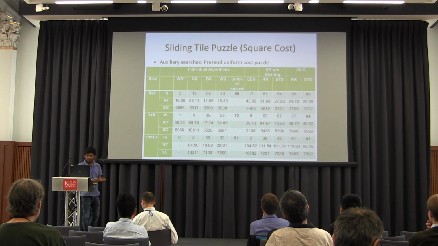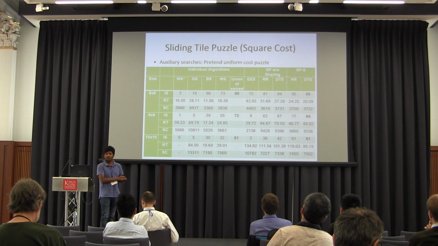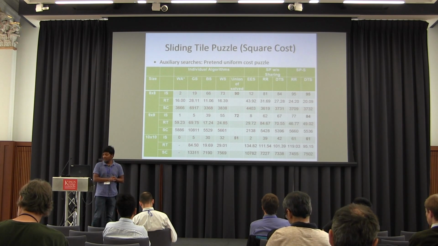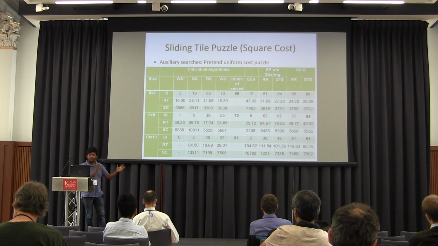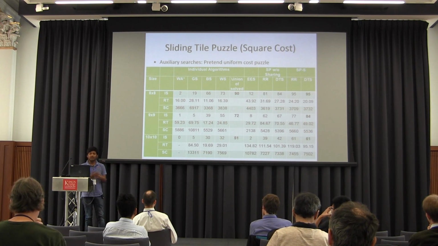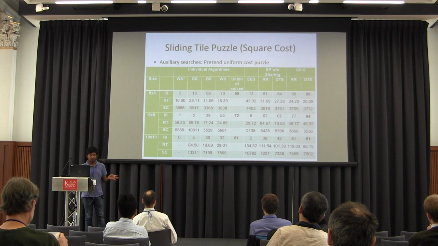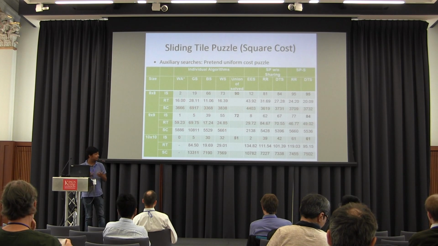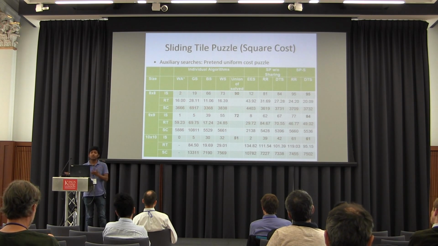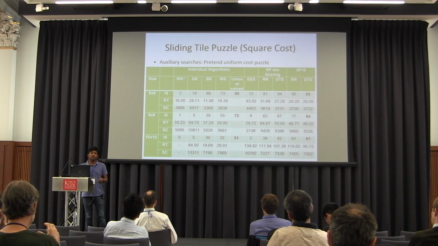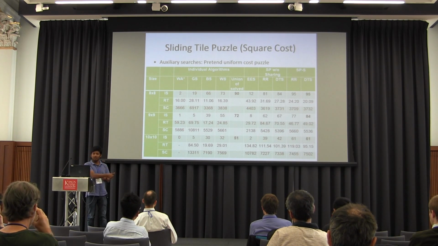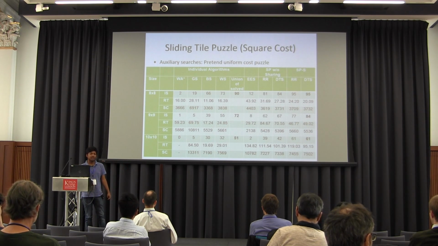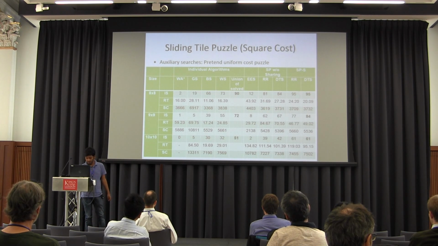The second domain is sliding tile puzzle, but with square cost, and it has been known earlier that this is a much more difficult problem. You can see the weighted A star system, which could solve 30 to 50% of problems earlier, now gets completely screwed. It cannot solve almost anything, because though the domain is the same, the costs are different. As we have the option of using inadmissible auxiliary searches, we use them to mimic the unit cost domain and keep the weighted system as is, and we see that we can reach almost the same performance as the unit cost puzzle.